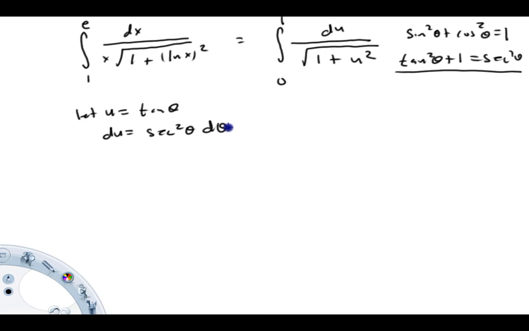Now let's talk limits. At our bottom limit, we have 0 equals tangent of theta 1, which gives us theta 1 of 0. And at our top limit, we have 1 equals tangent of theta 2, so solving this one, theta 2 is pi over 4.